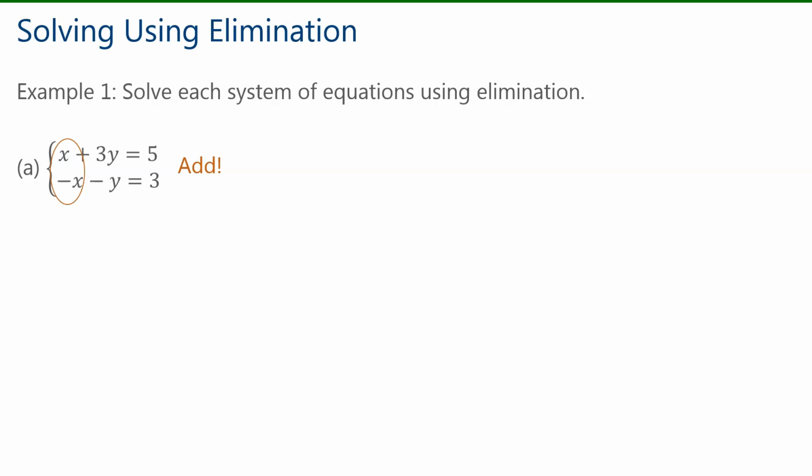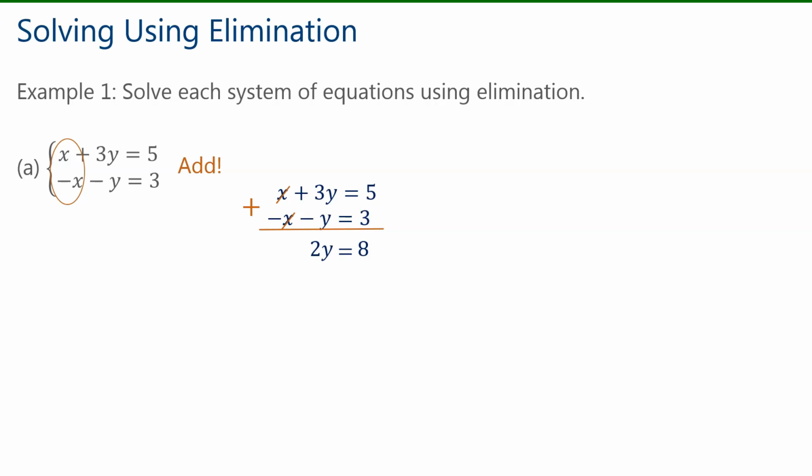So now to do that, I'm going to start by writing out the first equation. And I'll write plus, and I'll write the second equation underneath. And then I'm going to add vertically. So when I add x plus -x together, that's going to be 0. So x is now eliminated. Now on to y. 3y plus -y is 2y. And then that's going to equal 5 plus 3, which is 8.